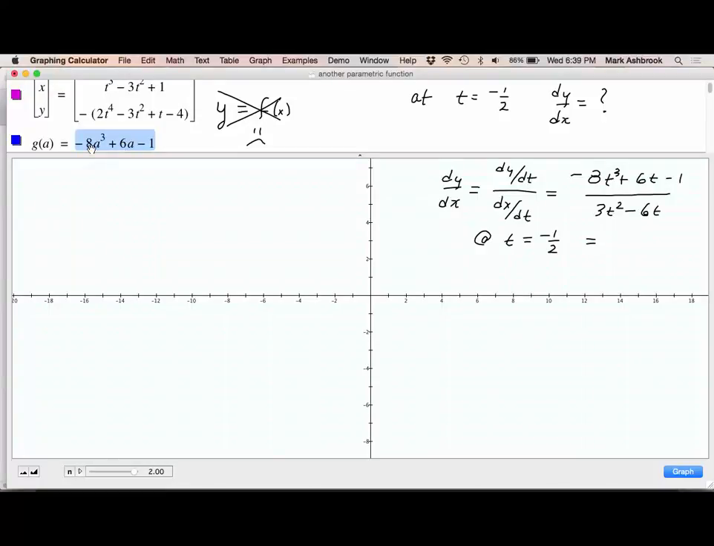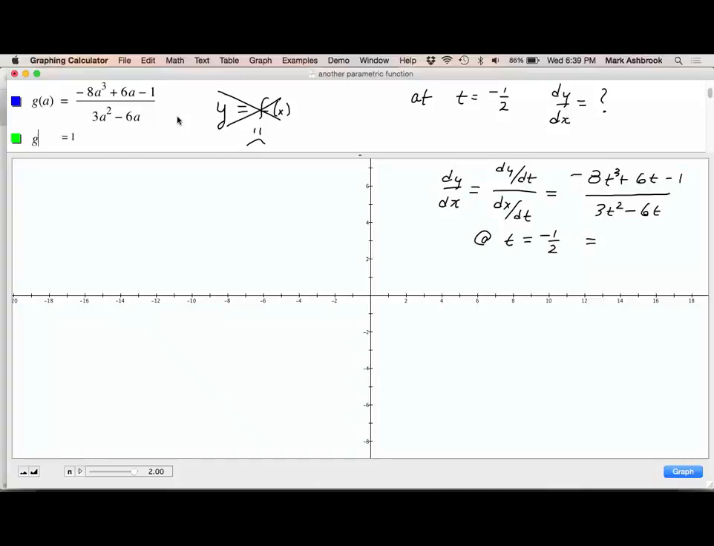But notice what's different about this dy dx than what you're used to. So we have dy dx, but there's something different about it. What's different? What's that? Yeah, it's in t, right? So even though it's the change in y with respect to x, it's not a function of x like you're used to. It's still a function of t. Okay?